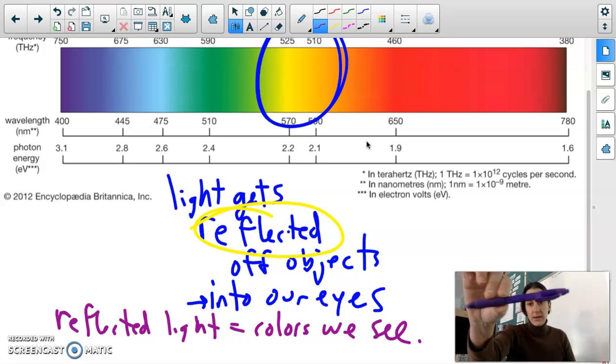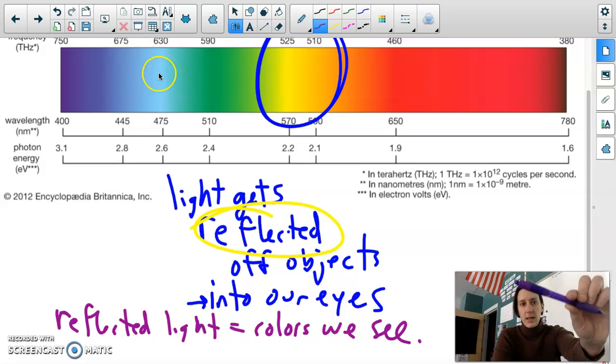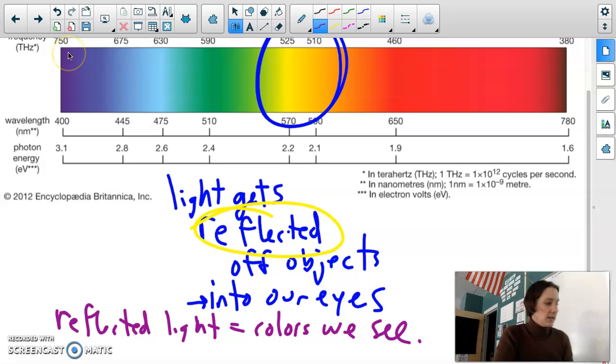So this pen is purple. And so what's happening is that all of these other colors, all these other wavelengths of light, are being absorbed into my pen. And it's this range of colors here that are being reflected off of the pen into my eyes and reflects the color that we see. And the same thing goes for any object.